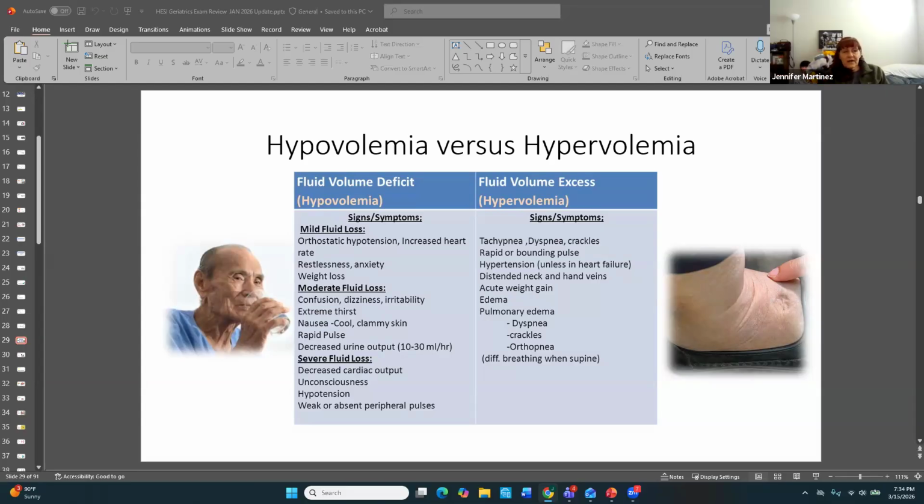With hypervolemia, they could develop tachypnea, shortness of breath, crackles, difficulty breathing. Pulses will be more bounding. Hypertension is common unless they're in heart failure. They may have distended neck and hand veins, acute weight gain, edema. That pulmonary edema is what's going to cause the shortness of breath, the crackles, and the orthopnea. Orthopnea is difficulty breathing when supine. Generally with orthopnea, they breathe much better when they're in a sitting up position.